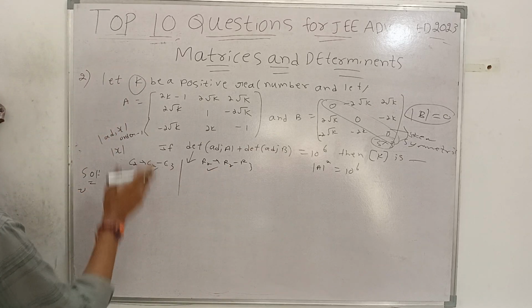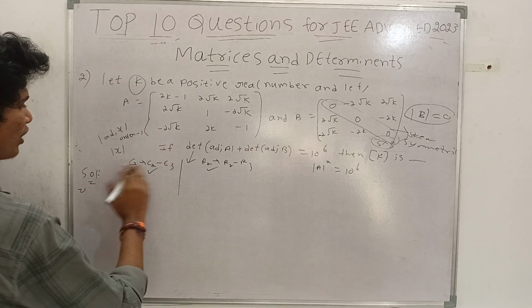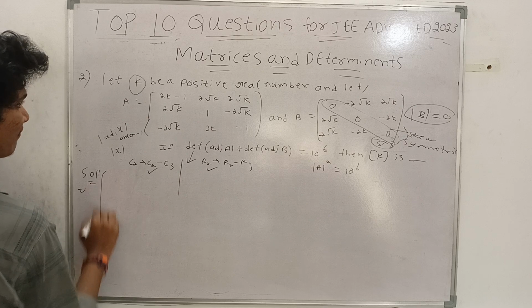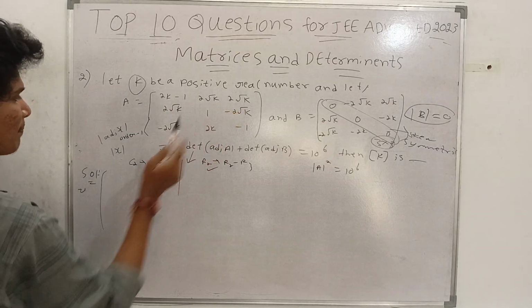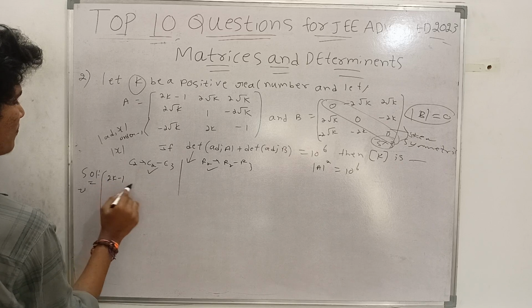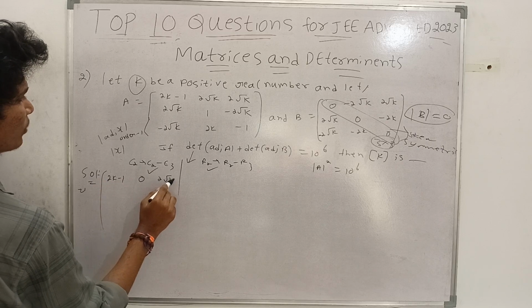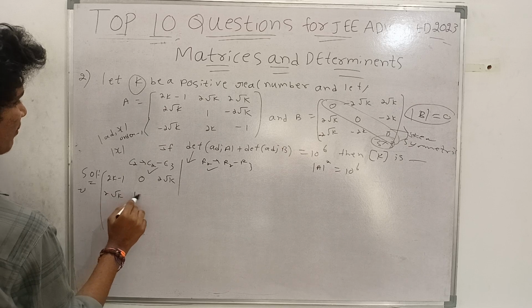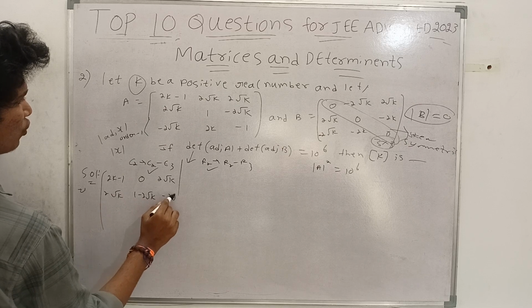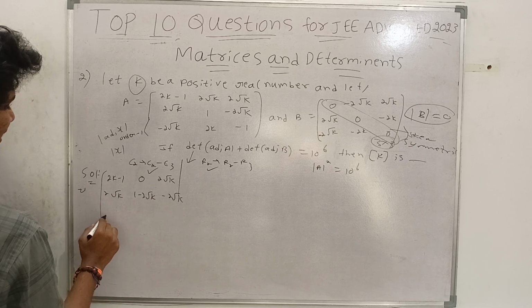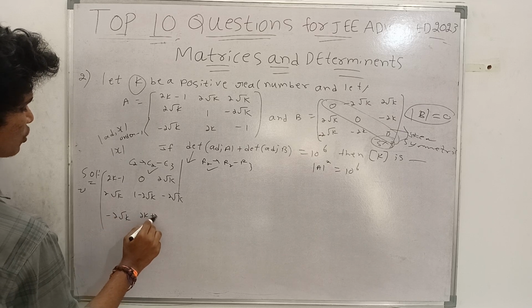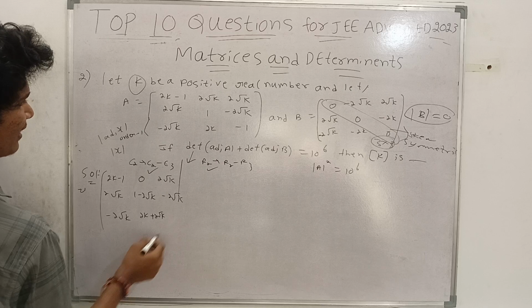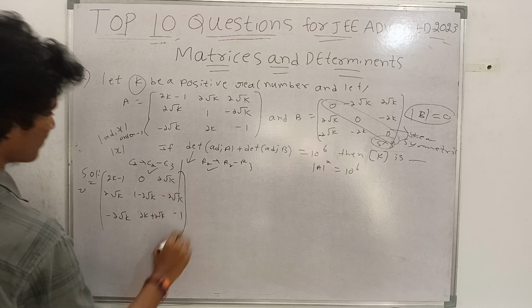Why am I doing this? Because to simplify this, we have to apply properties. First time I'm going to apply C2 tending to C2 minus C3. Why C2 minus C3? Because this is positive, if we subtract, it will be negative. That is 0. 0, here 2 root k, here 2 root k, here 1 minus 2 root k, here minus 2 root k, and here it is minus 2 root k, here it is 2k plus 2 root k, and here it is minus 1. The first property is completed.